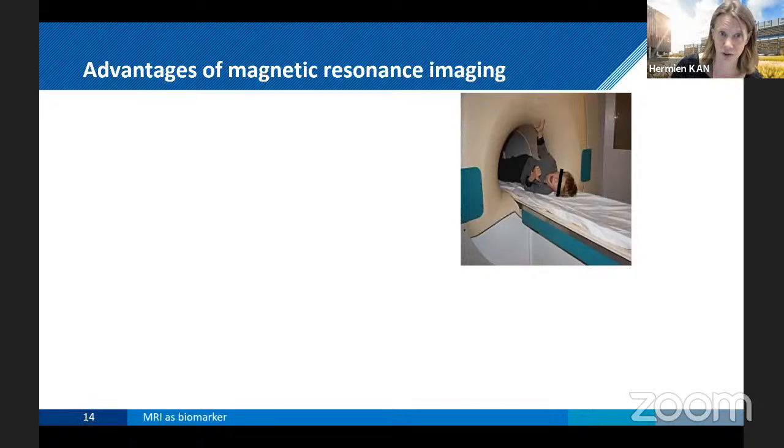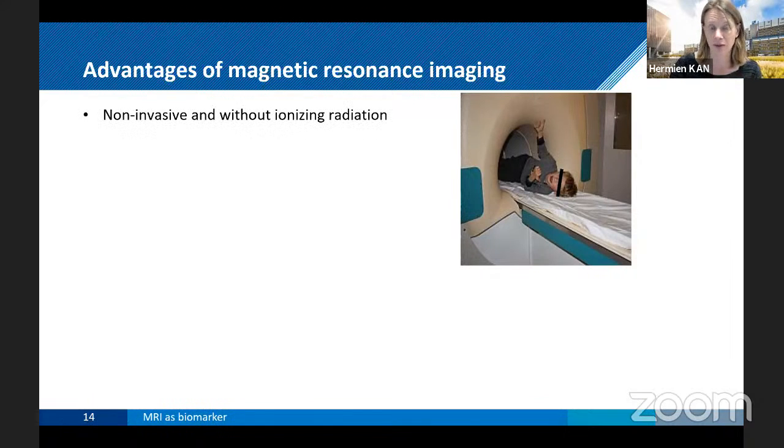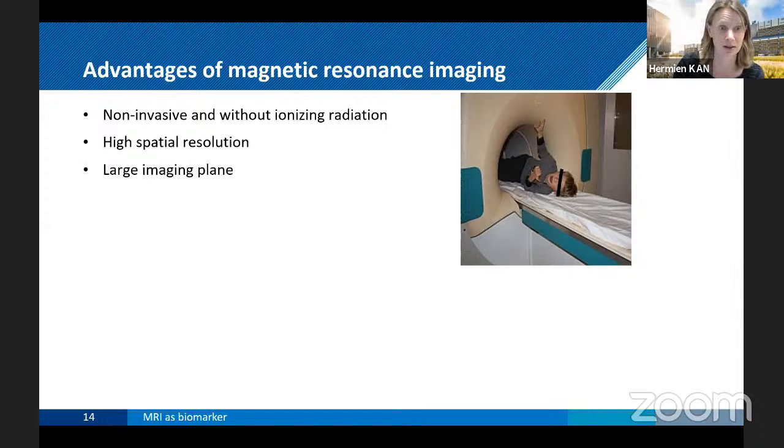So what are the advantages of magnetic resonance imaging? Well, I told you that we would send in radio waves. Well, these radio waves do not contain ionizing radiation, right? So we consider it a non-invasive technique because there's no ionizing radiation. And it has a very high spatial resolution. As you could see in the previous image, we could depict all the different muscles and we could even see the borders between the muscles. So you have a very high spatial resolution. There's a large imaging plane. If you compare it to a muscle biopsy where you take a very tiny sample from one muscle, here we can look at pretty much all the muscles in the body if you would want to.